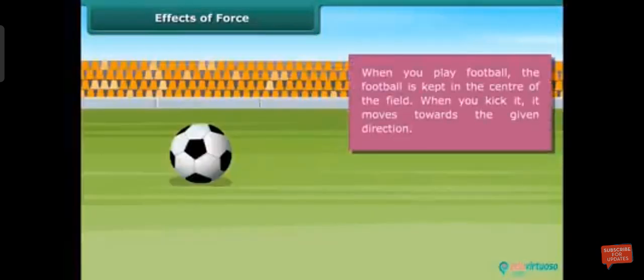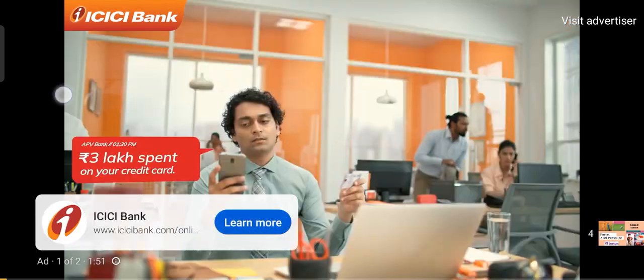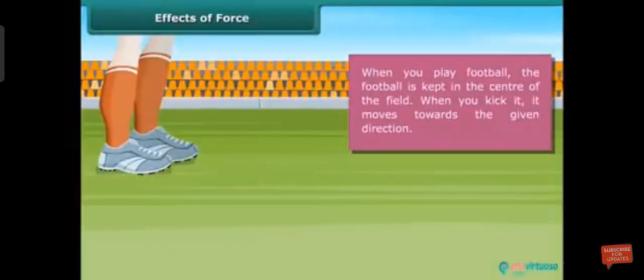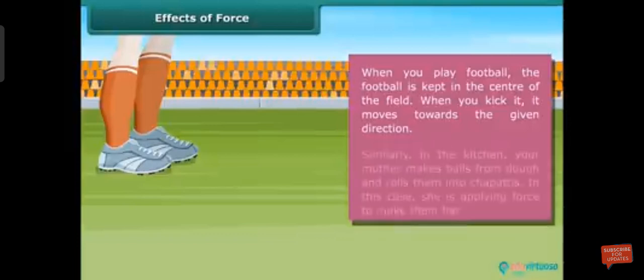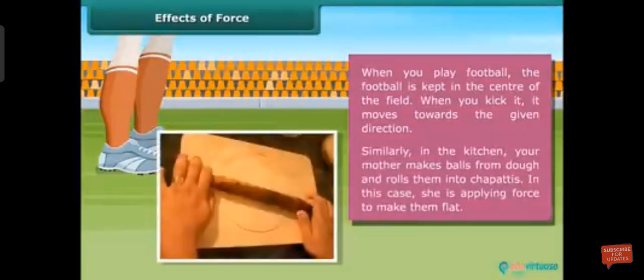When you play football, the football is on the field. When you kick it, it moves towards the given direction. Similarly, in the kitchen, your mother makes balls from dough and rolls them into chapatis. In this case, she is applying force to make them flat.